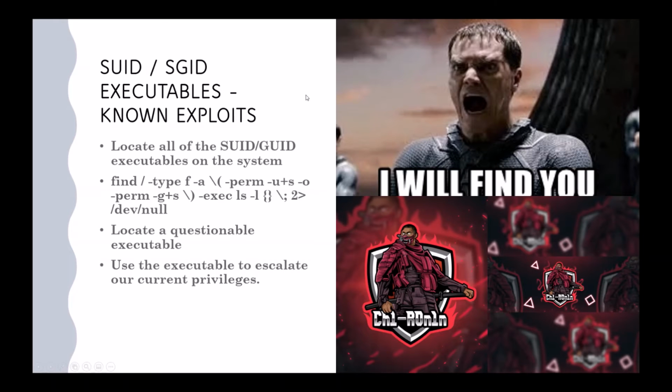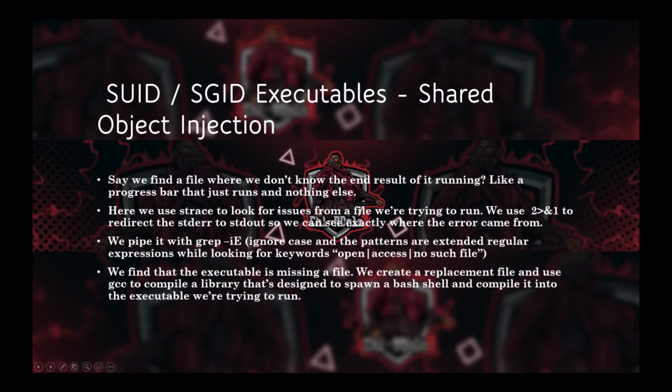Now, SUID executables. We have a nice little snazzy command here where we will search the entire system to look for anything that has the SUID bit set on it. So if there's anything that we find that's out of place, we can try to use that in order to escalate our current privileges.